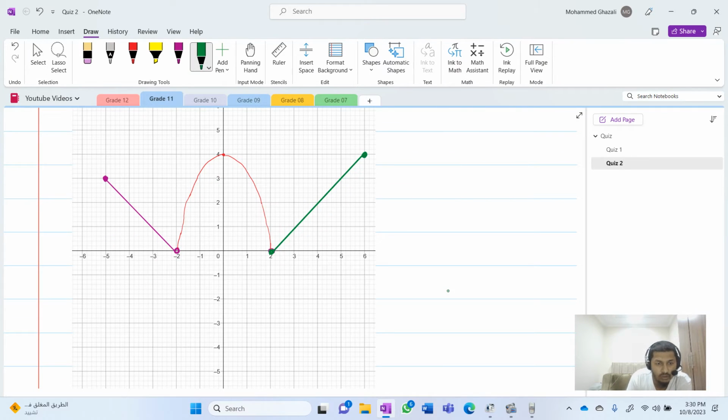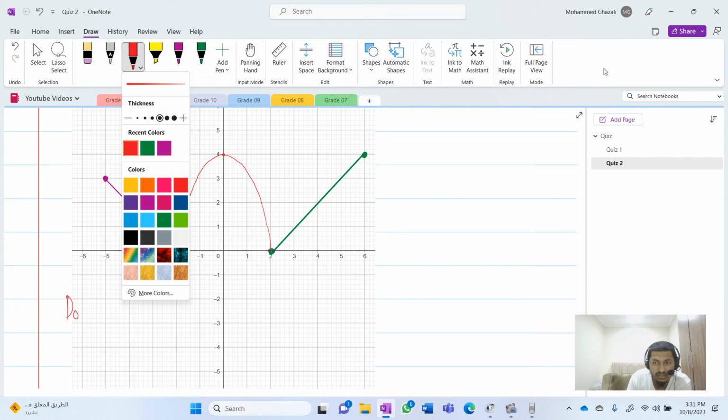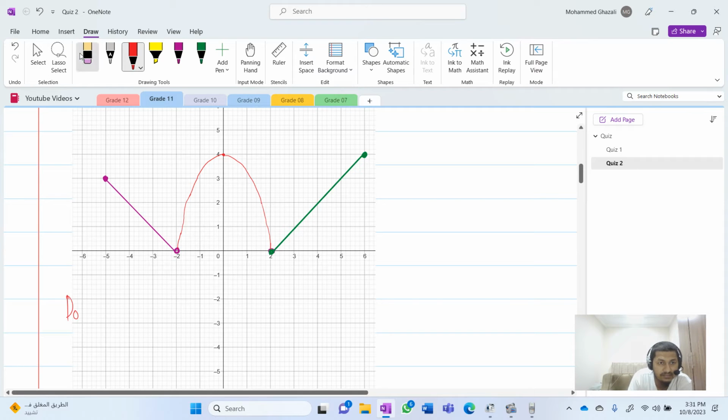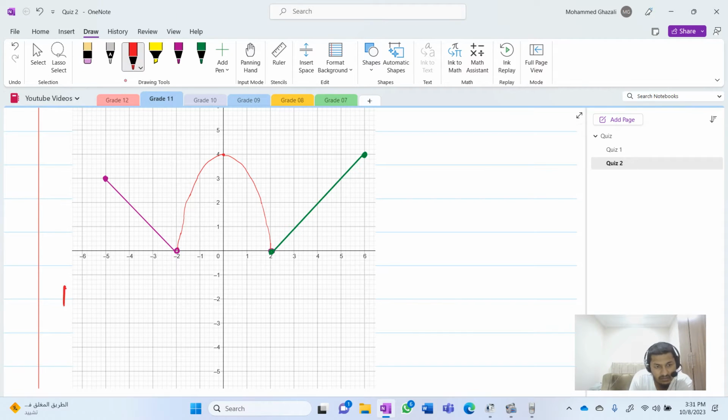If we want to find the domain, we look on the x-axis. What are the domains? Domain is looking on the x-axis. Domain will be from negative 5 included to negative 2. Remember, negative 2 is not included. So domain is x is an element from negative 5 included to negative 2 not included, union negative 2 to 6. Negative 2 to 6, but 6 included.